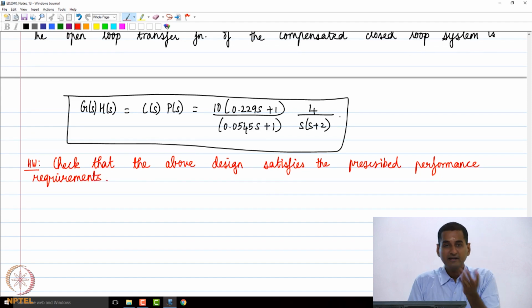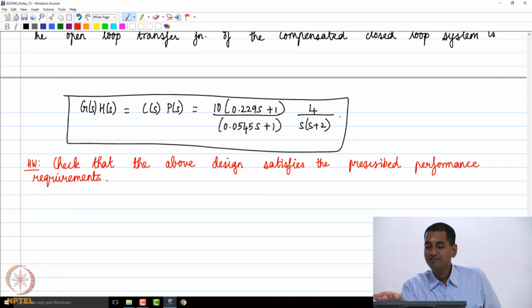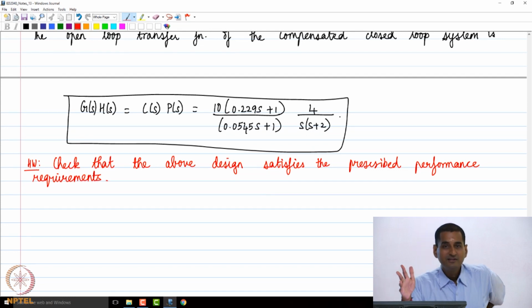So you go back and check whether kV is, what did we want kV to be? 20, right? So you can immediately see that kV is 20, you multiply by s, take limit s tending to 0, kV is 20. So check whether gain margin is at least 10 decibels and phase margin is at least 50 degrees. Okay, please do that as homework. You will see that the design will be satisfied.